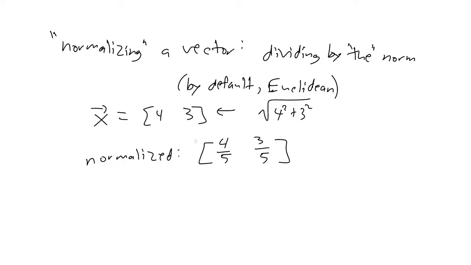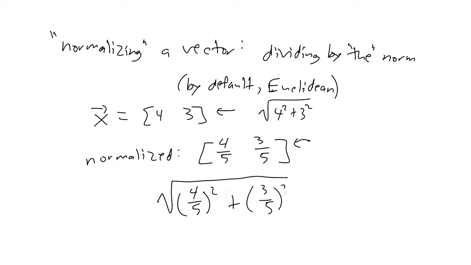Now, you might ask, what does it mean? Why do I call this the normalized vector? Well, if I ask myself, hey, what is the norm of this? What's the norm of the normalized vector? That is going to be the square root of 4/5 squared plus 3/5 squared. And if you work all that out mathematically, you will discover that turns out to be 1. So normalizing a vector simply makes it have norm 1, okay?